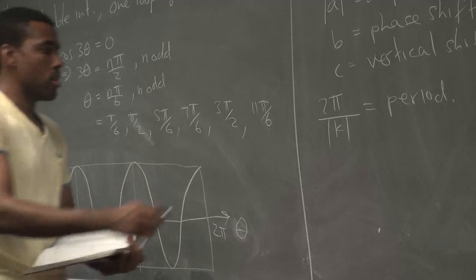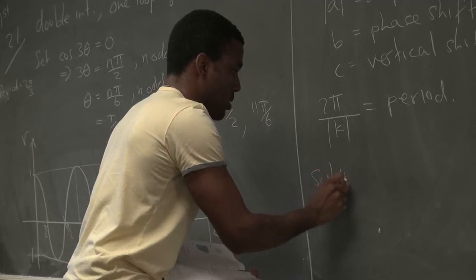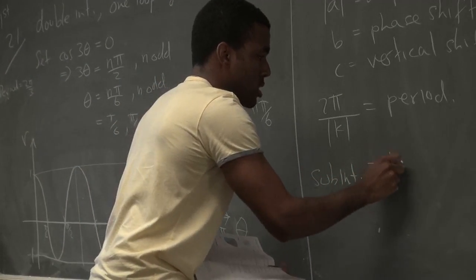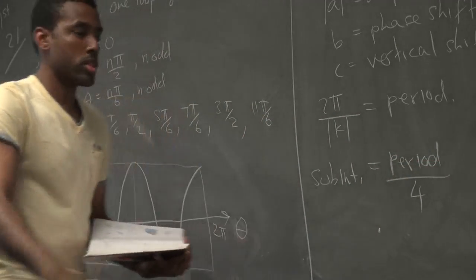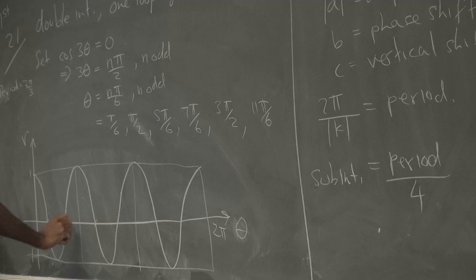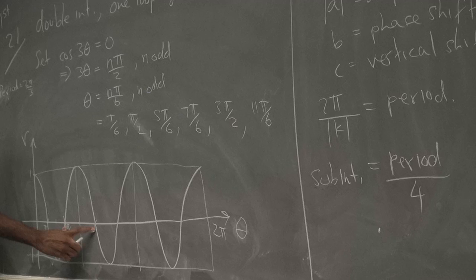There's also something called the subinterval, which is just the period over 4, because you know sine and cosine come in 4 sections. So you can find all these important points that you need. But the important thing is to realize that a loop happens when you start at 0 and you come back to 0. Okay, and so I can choose any pair of these angles, right?